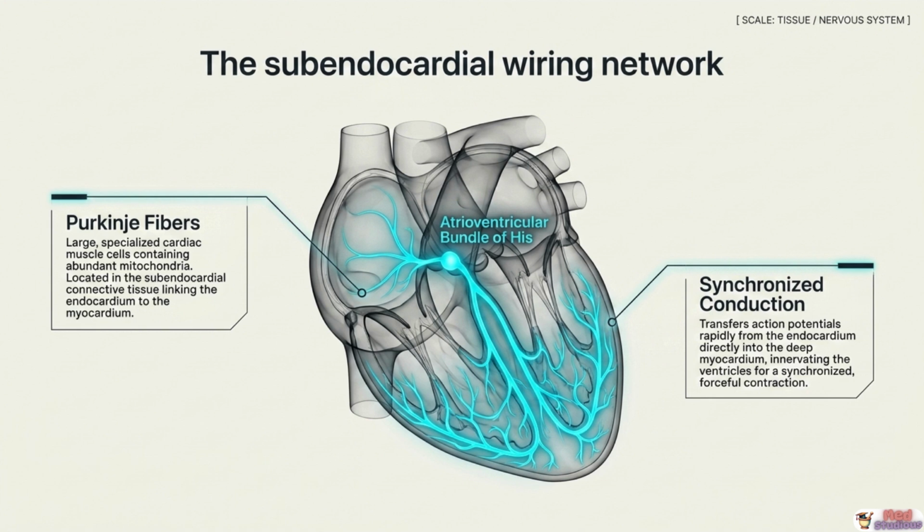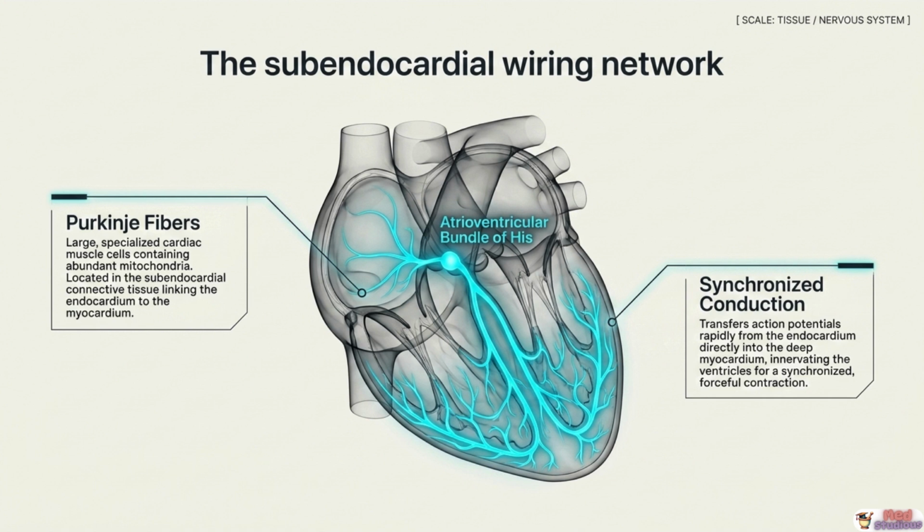Histologically, Purkinje fibers are significantly larger than standard cardiomyocytes, packed with abundant glycogen and mitochondria, and lacking standard contractile myofibrils. Positioned within the subendocardial connective tissue layer, these specialized cells form an electrical highway linking the atrioventricular bundle of His directly to the ventricular myocardium. Their primary engineering function is synchronized conduction. They transfer electrical action potentials rapidly and efficiently from the internal endocardial layers deep out into the thick myocardium.